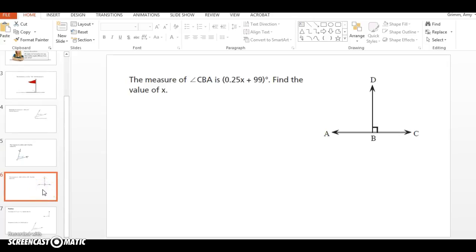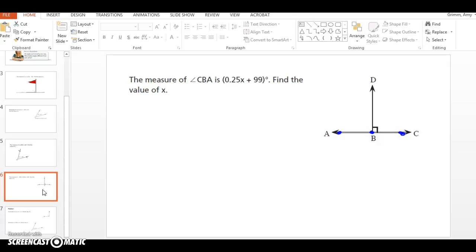All right, so let's look at this one and see if they kind of mix up the picture on you, if you still understand what they're saying. So they said the measure of angle CBA. So let's make sure we understand where CBA is. So here is C, and then B, and then A. That's the angle they're talking about. Okay. So what is the angle measure of that?